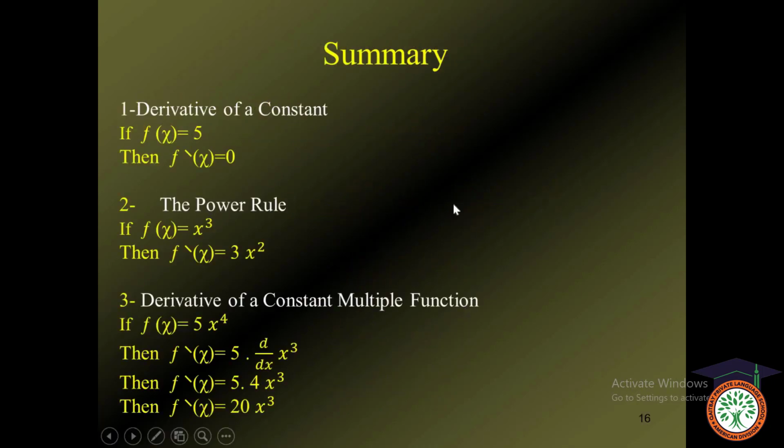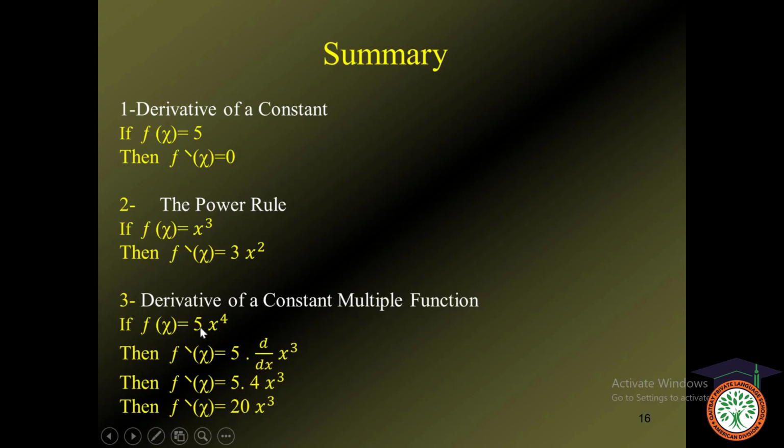So the summary is how to find the derivative. The derivative of any constant is 0. How to find the derivative by the power rule: x power 3 is going to be 3x power 2. Drop the exponent to be a coefficient, and decrease the exponent by 1. The derivative of a constant multiplied by a function.